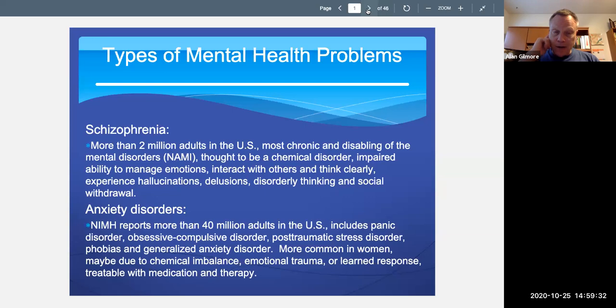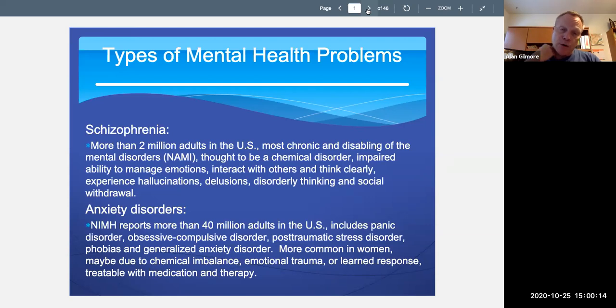Anxiety disorder. The National Institute of Mental Health reports more than 40 million adults in the US experience some form of anxiety disorder. So you can see that number is quite high compared to the other conditions that we're taking a look at. These would include everything from panic disorders, obsessive compulsive disorders, post traumatic stress disorders, phobias, and generalized anxiety disorders. More common in women, may be due to chemical imbalance, emotional trauma, or learned response, treatable with medication and therapy. So I'm sure a lot of these are things that you've seen before or heard about before.